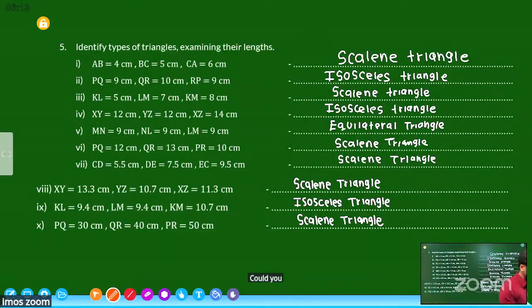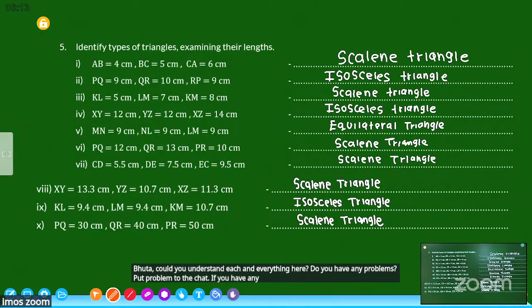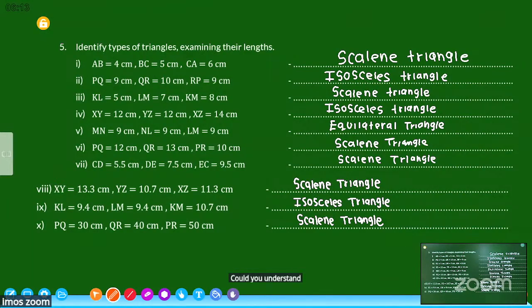Could you understand? Could you understand each and everything here? Do you have any problems? Put the problem to the chat if you have any problems. Could you understand everything here? Okay.